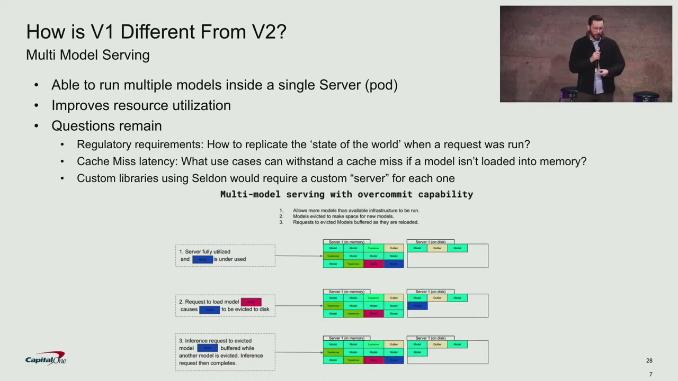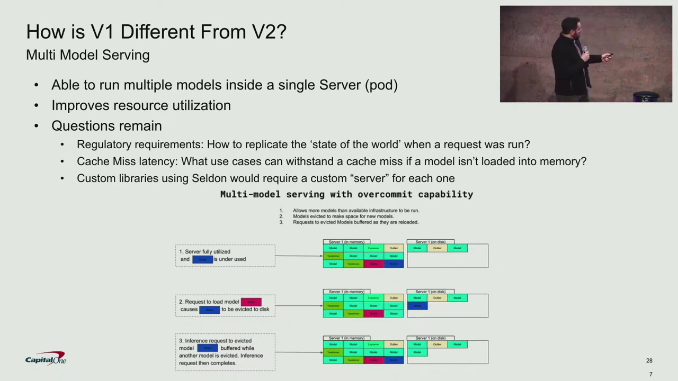We also don't have great metrics on what a cache miss latency is. There are some metrics that are provided from Seldon. However, they're with relatively small models. And there are custom libraries that I'm sure many of you use. So how do we fit that into the existing multi-model server pattern? Do I have to build an entire server from scratch?